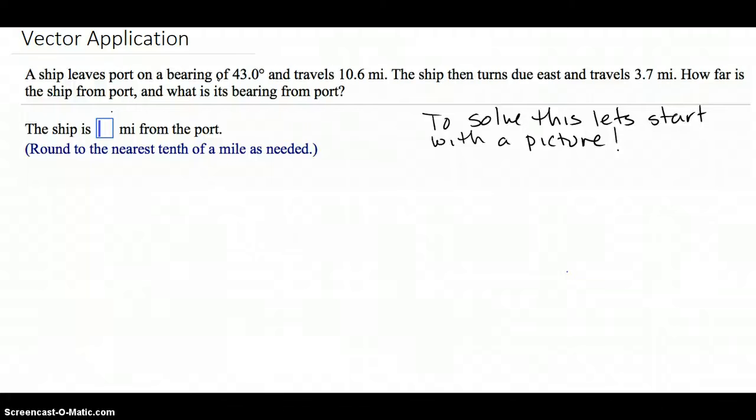A ship leaves port on a bearing of 43 degrees and travels 10.6 miles. The ship then turns due east and travels 3.7 miles. How far is the ship from port, and what is the bearing from port? To solve this, let's start with a picture.